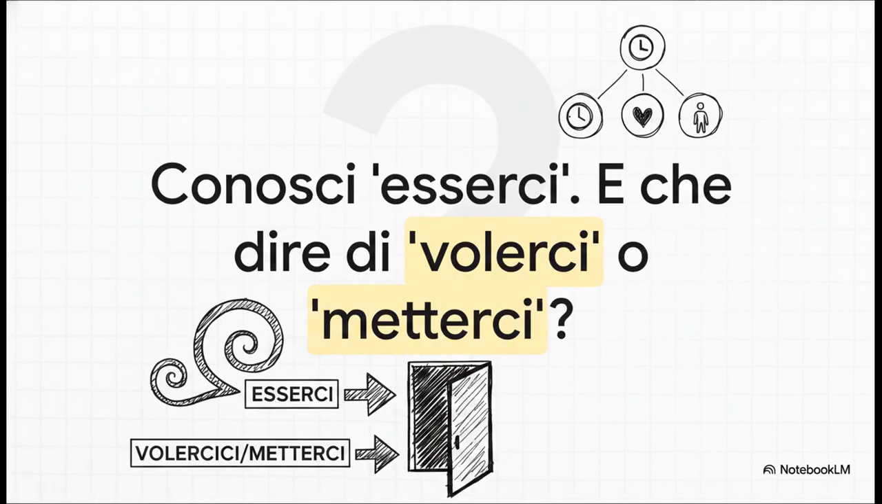So there you have it. You've now got a really solid handle on esserci. But here's the cool part. This isn't just the end of one lesson. It's actually the beginning of understanding a whole lot more. This same logic, this idea of adding the little particle ci to a verb, also applies to other super common verbs like volerci and metterci. So, by mastering esserci, you've just taken a huge first step towards sounding much more natural and fluent in Italian. Well done!